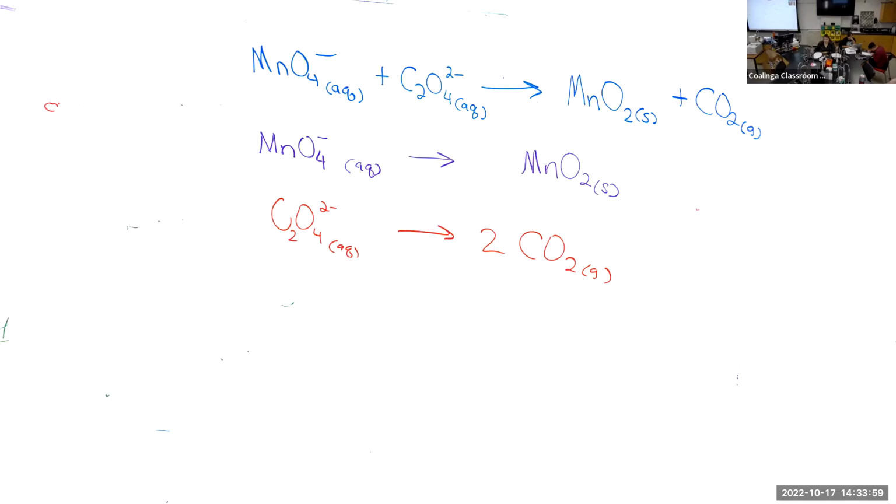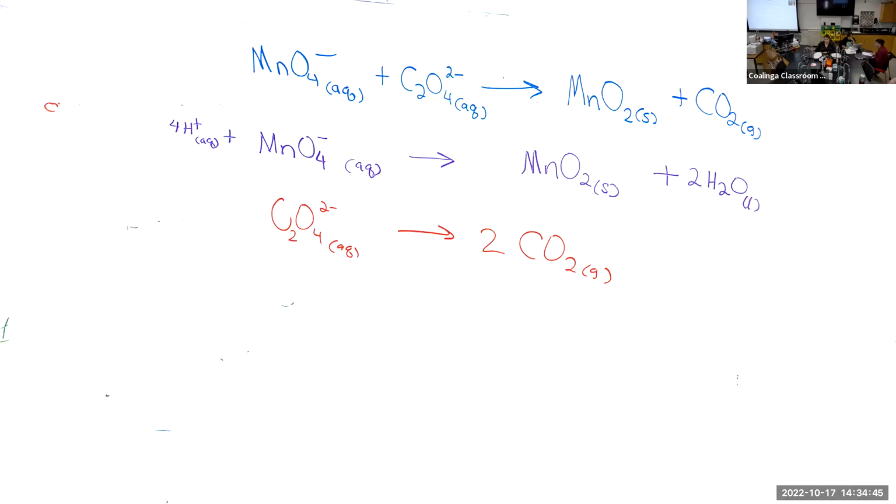So how am I going to do that? Plus 2 waters? So that gives me a total of 4 oxygens, 4 oxygens. Okay, so what's my next step? Balance hydrogens. How many hydrogens do I need? Four plus.